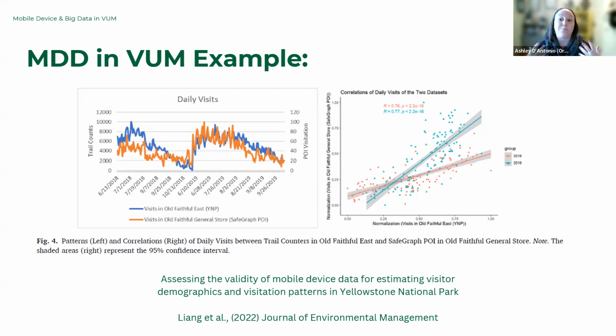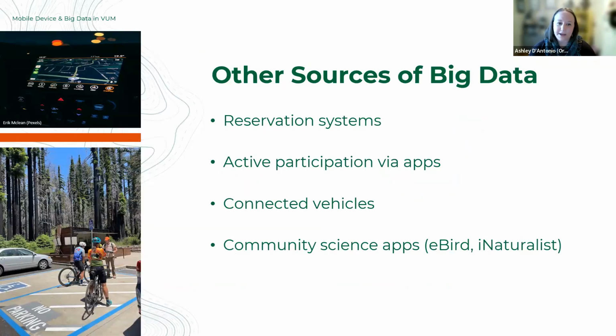So illustrating again the importance of that validation for both on-site counts and demographic data that might come from mobile device data. Okay, so to wrap it up, there are other sources of big data besides the ones I've talked about today, including reservation systems, apps that you can encourage visitors to participate in, connected vehicles, and there's some community science apps like eBird, iNaturalist that can be used to monitor more of the natural resource side. Today, we really emphasized the visitor estimation, visitor experience side.